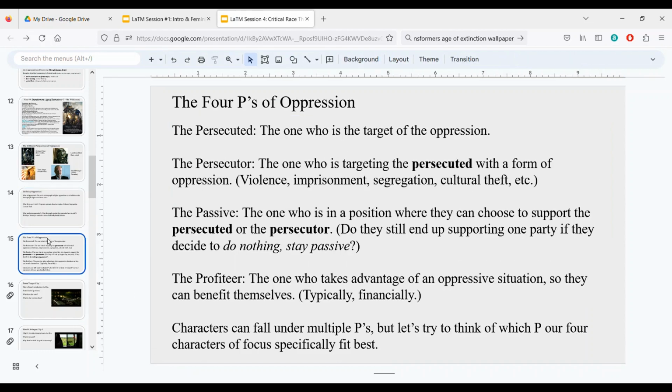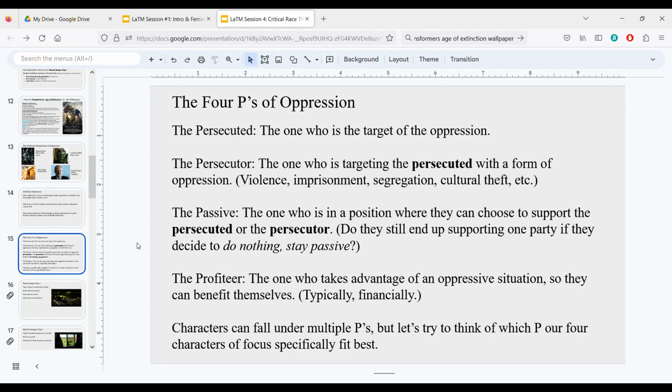All right. And then I've defined the 4 P's of oppression that we're going to be looking at. The idea here is there's 4 different roles you could take when oppression's happening. You want to read the first one for me? The persecuted, the one who is the target of oppression. Yeah, that's pretty straightforward. The persecutor, Tommy? The one who is targeting the persecuted with a form of oppression, violence, imprisonment, segregation, cultural theft, etc. Yeah, the other stuff we listed too.